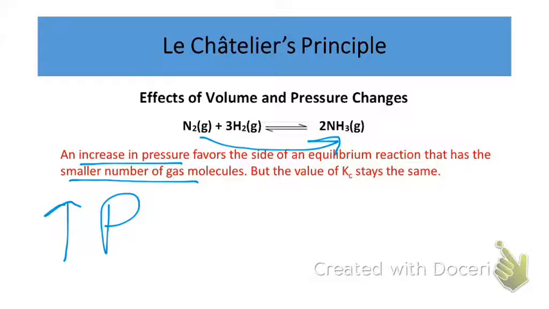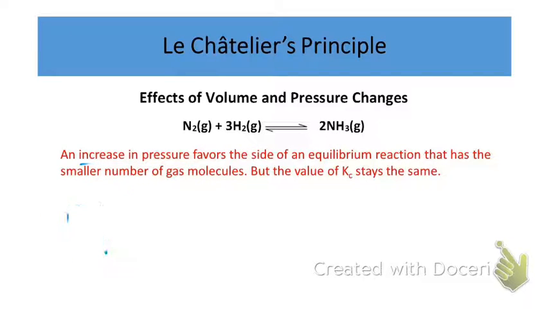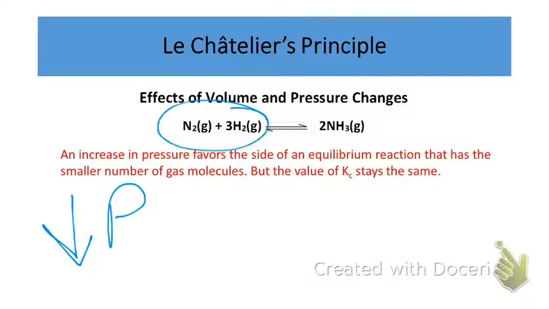Now, the opposite occurs. If the pressure goes down, then the reaction is going to do just the opposite. It's going to shift to the side where there are more molecules. So in this case, the reaction is going to shift to the left to create more molecules of gas to cause the pressure to go up. Remember, Le Chatelier is trying to counter everything we're doing. Everything we do to the reaction, it tries to do the opposite.